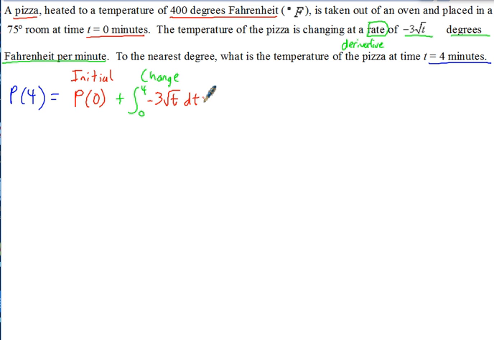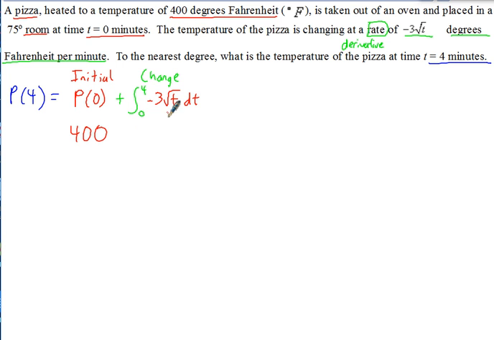Alright, so now P of 0, careful on this one, this is the initial temperature of the pizza. Notice it's heated to 400 degrees Fahrenheit. Tempting to put that 75 degrees there because it's right next to the 0, but notice that represents the temperature of the room, not the pizza. The only reason I'm telling you that is because that's why the temperature of the pizza is going to decrease, because it's taken out at 400 degrees Fahrenheit and put into a room that's cooler than it. It's going to cause it to cool down. So we've got 400 for the initial temperature of the pizza.